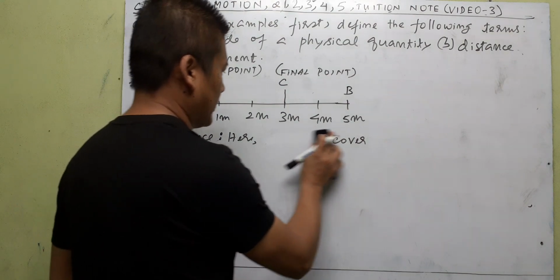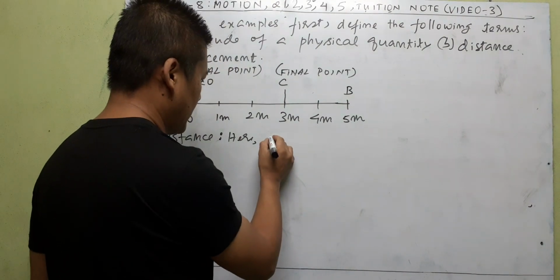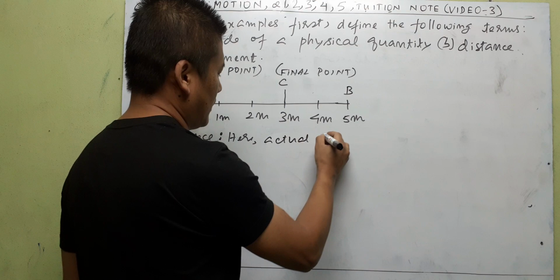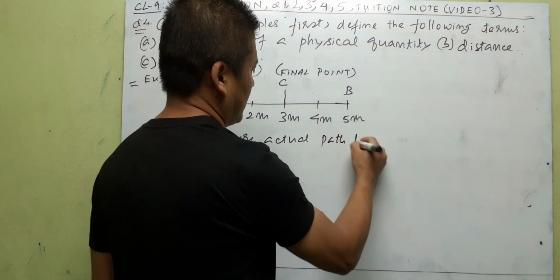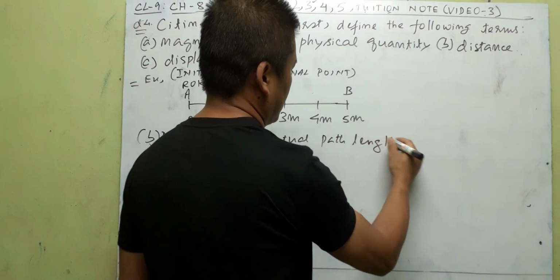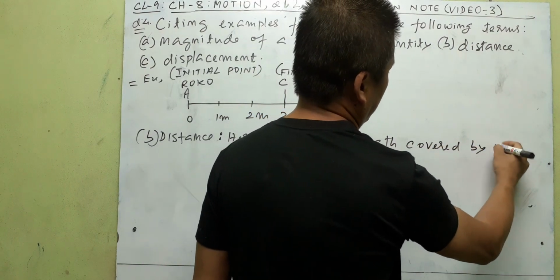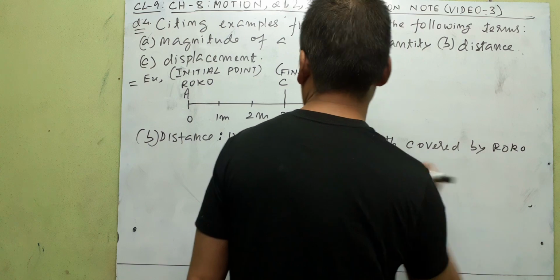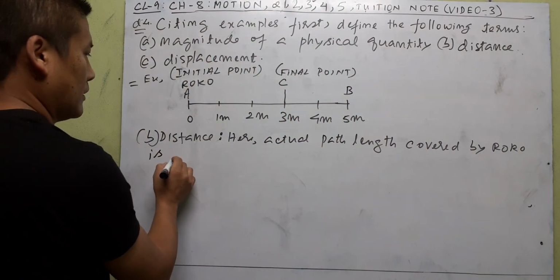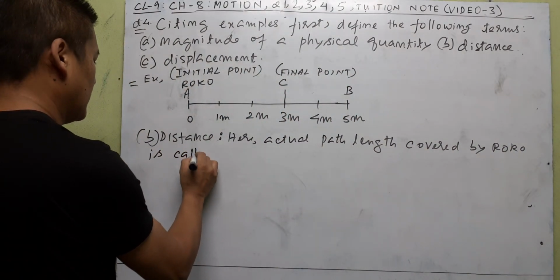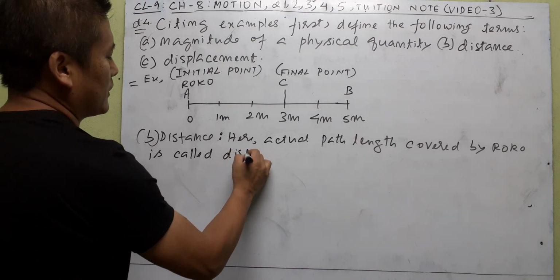Actual distance. Okay, let's just do it like this. Here, actual path length covered by Rocco here is called distance. So we are taking this in terms of the example here.